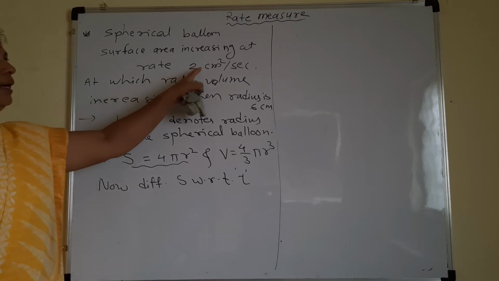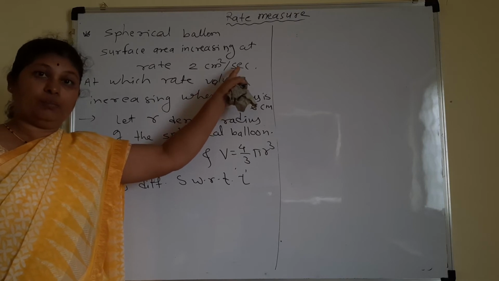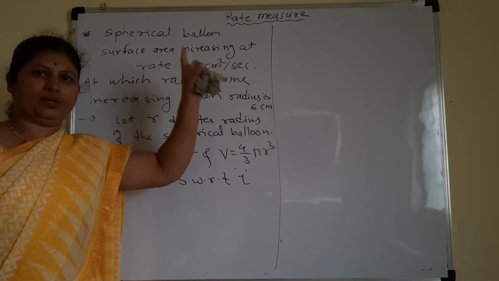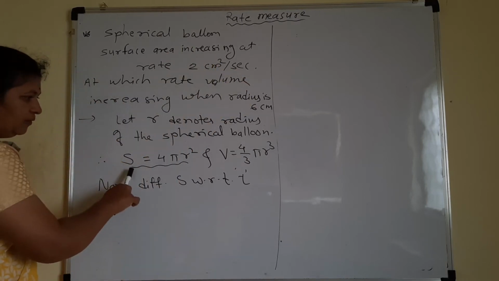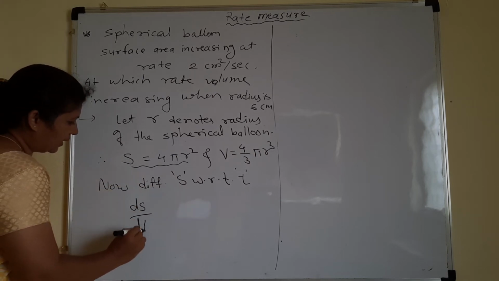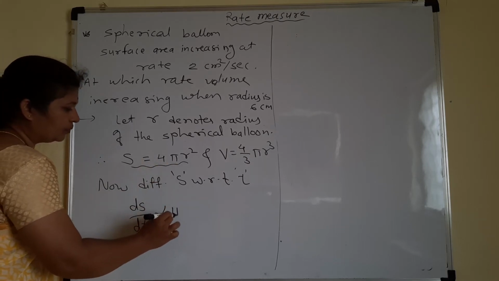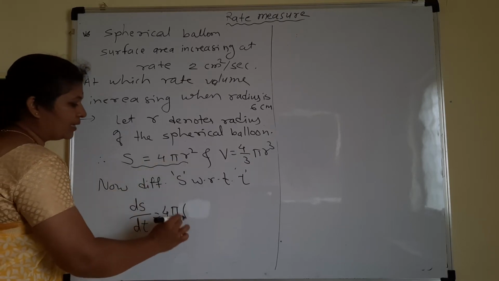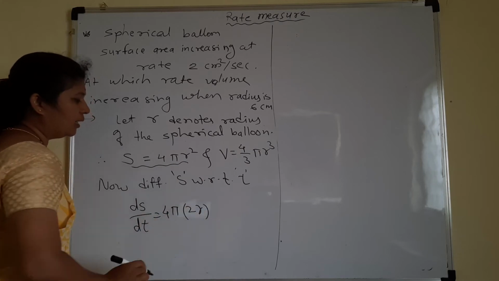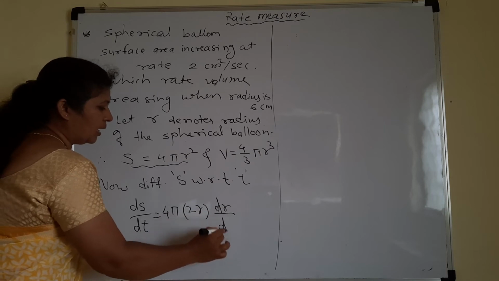Look here. Rate of change of surface area is in centimeter square per second. Per second means with respect to time. So differentiating this with respect to time, I will get dS/dt is equal to 4π, which is constant, times the derivative of r square, which is 2r, and since we are differentiating with respect to time, dr/dt.